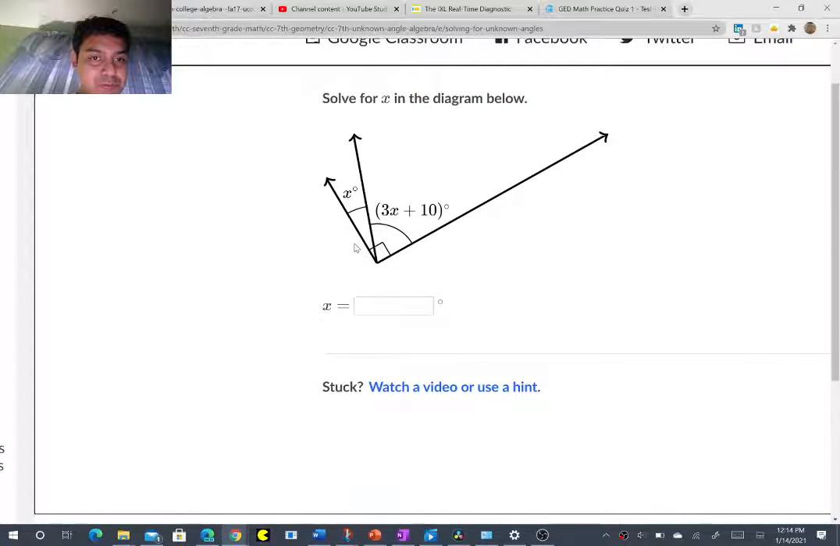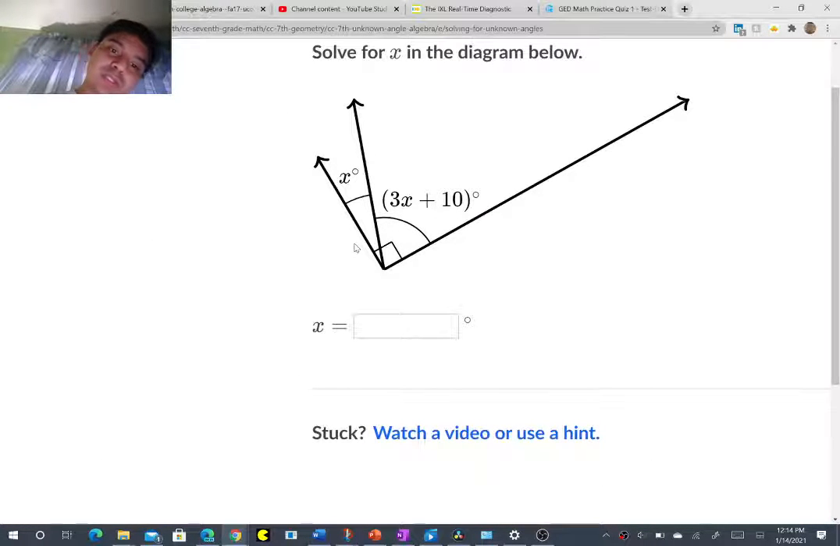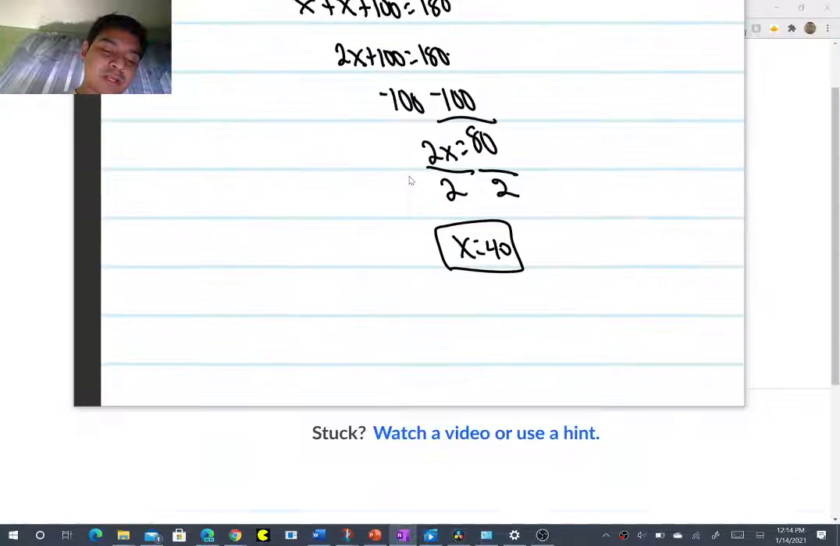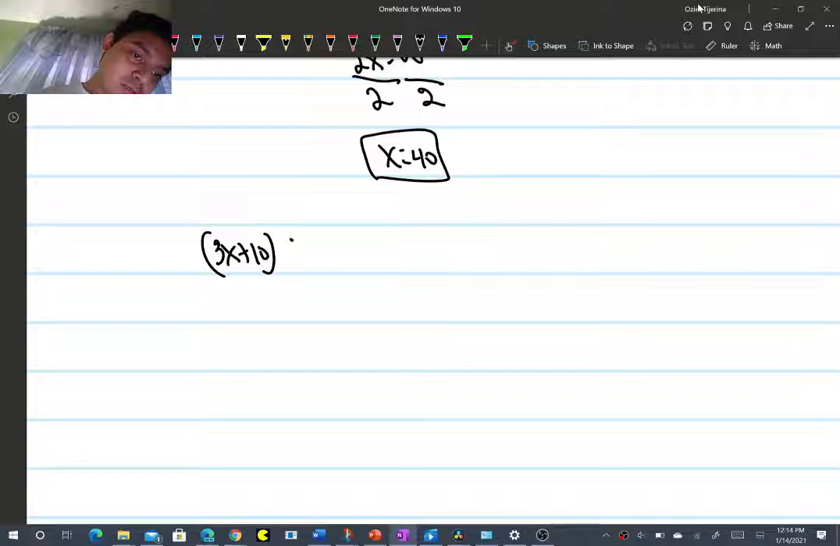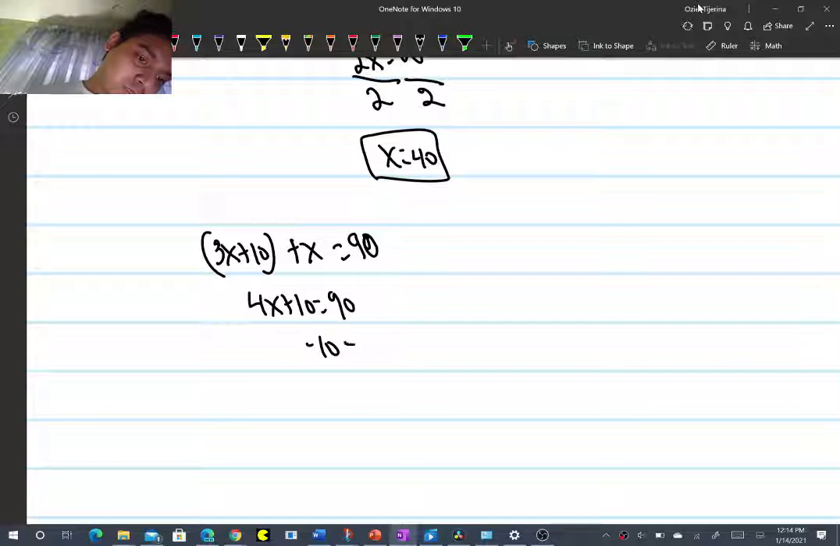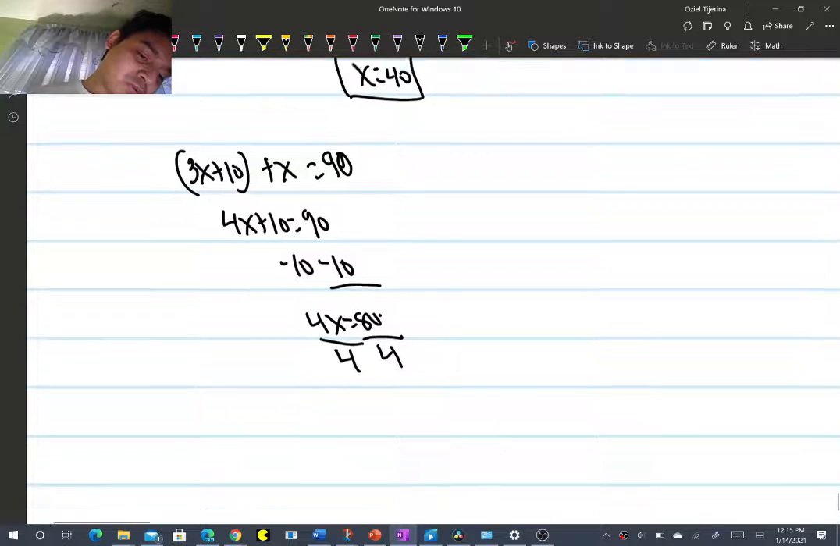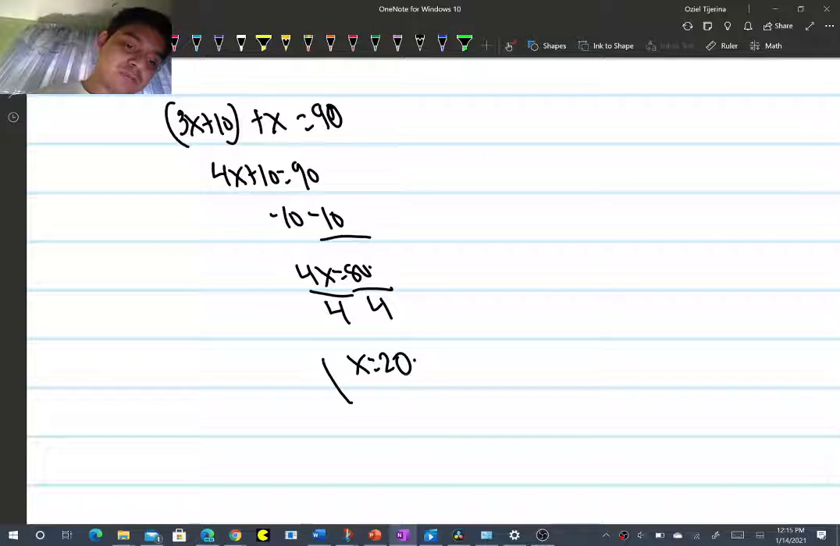Just a few more, guys. Okay, so this one, this is a 90-degree angle. Again, like I said, if there's a line that's splitting them, you can add these two and make them equal to 90 degrees because that's a 90-degree angle. So you have 3x plus 10 plus x equals 90. So it would be 4x plus 10 equals 90. You do minus 10 on both sides, you get 4x equals 80. Divided by 4 on both sides, you get x equals 20.